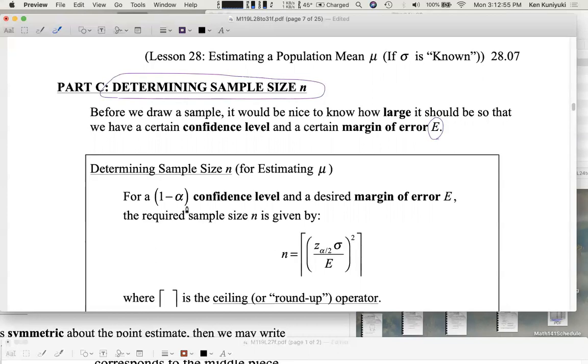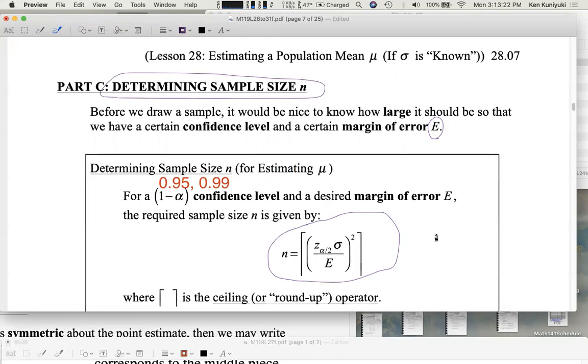So for a 1 minus alpha confidence level, remember, some common confidence levels are 95%, like 0.95, or 99%, like 0.99. For a 1 minus alpha confidence level and the desired margin of error E, the required sample size little n is given by the following formula. Of course, you won't have to memorize it. It'll be provided to you somewhere, like here, if you're doing homework.